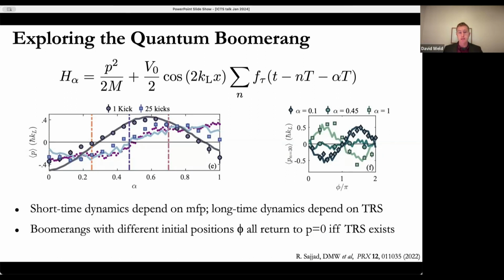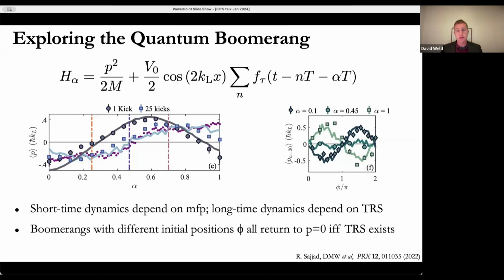What you can see here is that the short time dynamics depend on what you might consider the mean free path, but the long time dynamics depend on time reversal symmetry. You can see that in this plot by the fact that the 25 kick curve is approximately odd under reflection around the point alpha equals 0.5. As a small detail, it's actually not exactly 0.5, it's a little bit less than 0.5 in our experiment, which is a consequence of the finite duration of the kicking pulses.